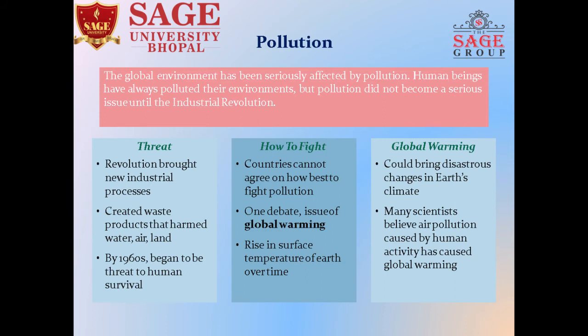Pollution. Pollution is a big issue. The global environment has been seriously affected by pollution. Human beings have always polluted their environment, but pollution did not become a serious issue until the industrial revolution. The industrial revolution damaged and affected the environment more. What are the threats? The revolution brought new industrial processes and created waste products that harm water, air, and rain. By the 1960s, it began to threaten human survival.